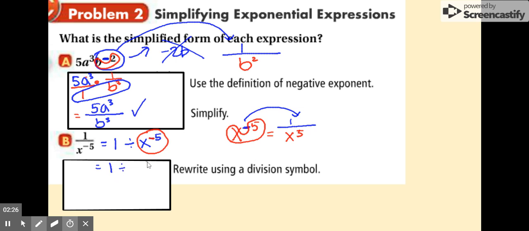So I'm going to just put this into the expression. I'm going to substitute it for x to the negative fifth. It's going to be 1 over x to the fifth. So now what I'm going to do is keep, change, and flip to get rid of this division. So 1 times, you flip it, which is x to the fifth power. So what's the answer? X to the fifth. We just simplified it.